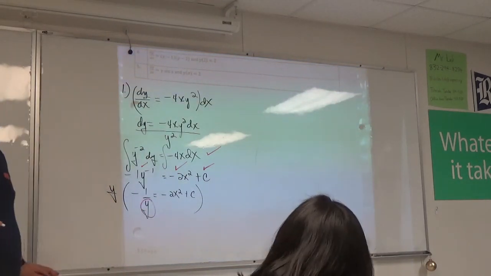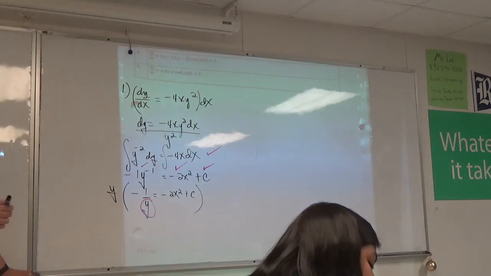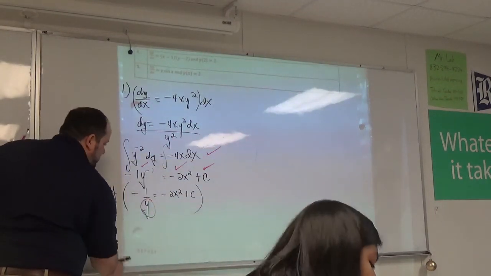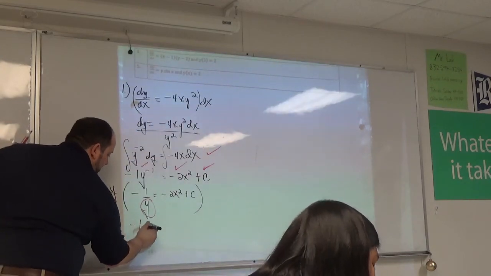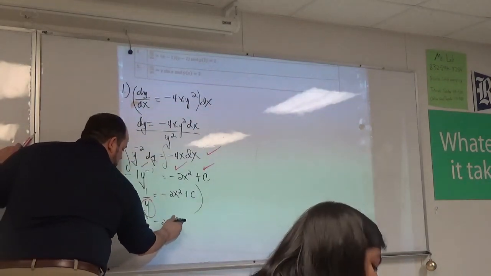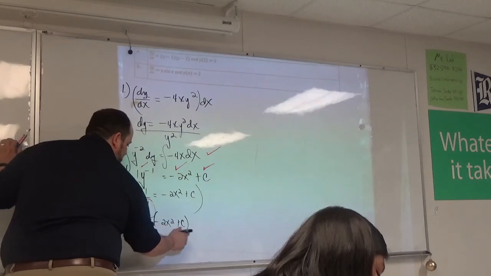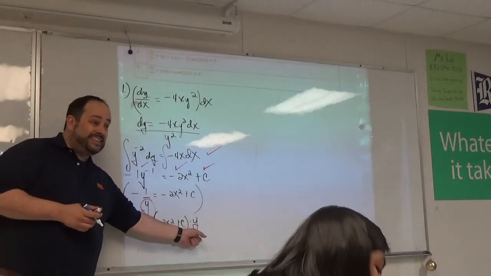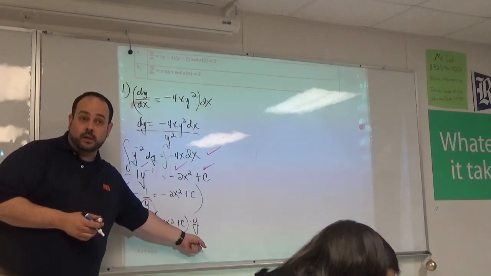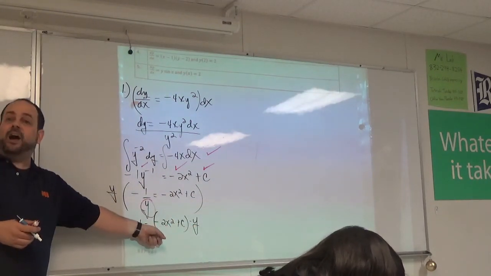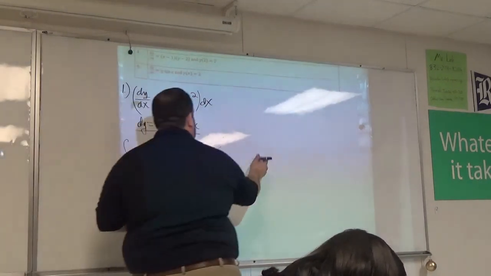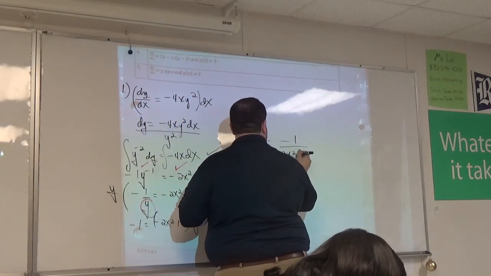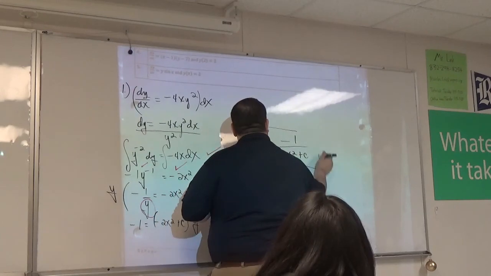Multiply both sides by y. Because look what happens. If I multiply on the left by y, y times negative 1 over y is negative 1, equals negative 2x squared plus c, all that times y. But what I want is y. So then divide by all this stuff over here. So you get that y is going to be negative 1 over negative 2x squared plus c.